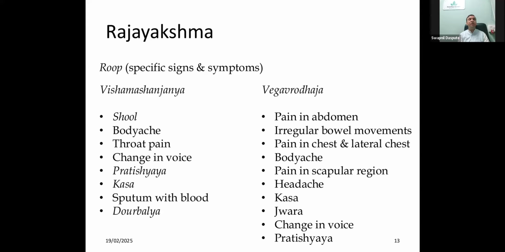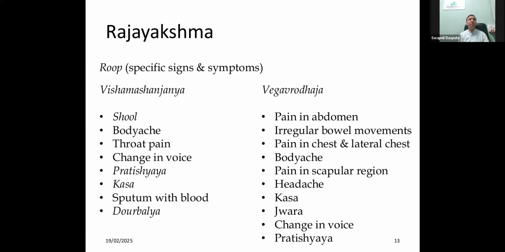What happens in Vegavarodhaja? Pain in the abdomen, irregular bowel movements. Now here you can relate to what hetus we saw about holding natural urges, especially flatus, mutra and purisha, urine and stool. Pain in the abdomen, irregular bowel movements, pain in the chest and lateral chest, body ache, pain in the scapular region, headache, kasa, jwara, change in voice, pratishaya.